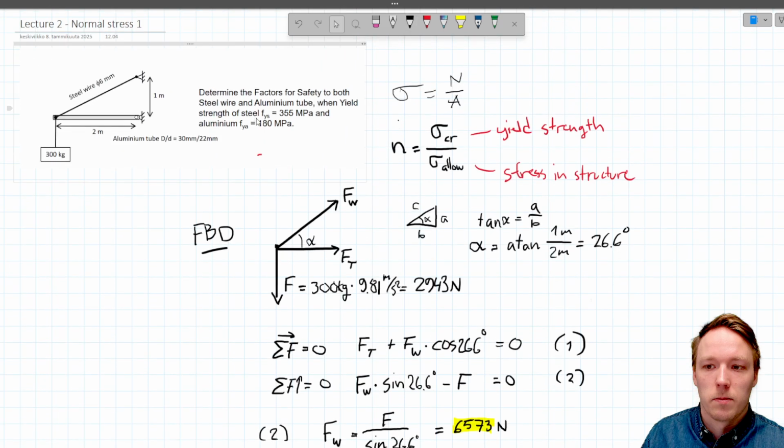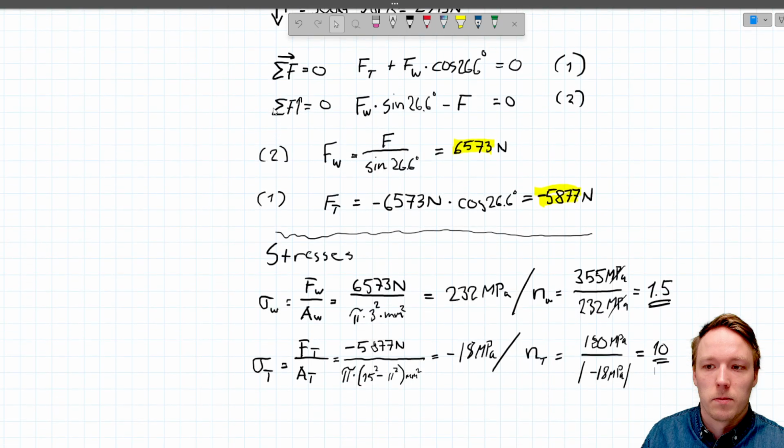So that's it. That's what was asked for. Determine the factors for safety to both steel wire and aluminium tube. And that's how it's done.